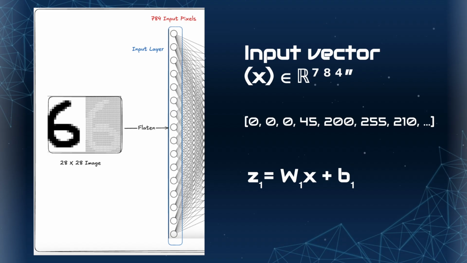Let's flatten this into a 784-dimensional vector. This would look something like 0, 0, 45, 200, 255, 210, etc., as depicted. We will use this vector for layer transformation, and in order to do so, you must use the aforementioned equation for weighted matrices.